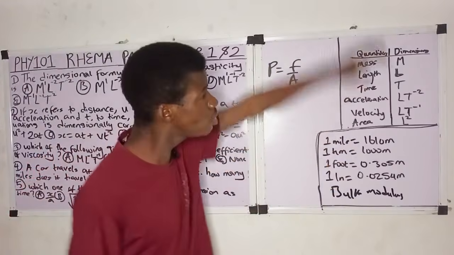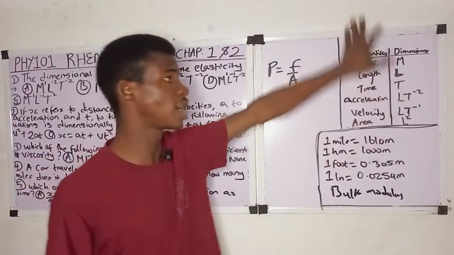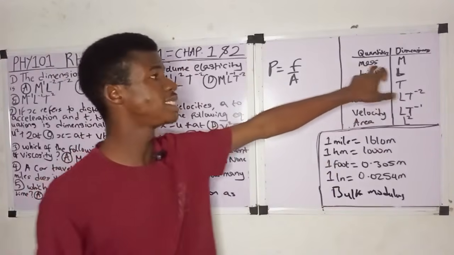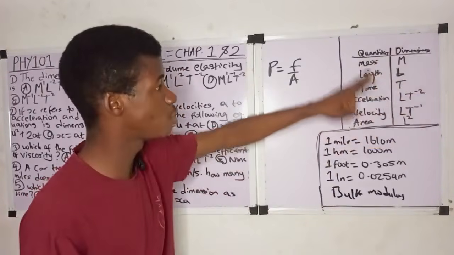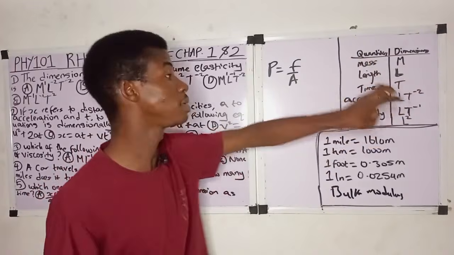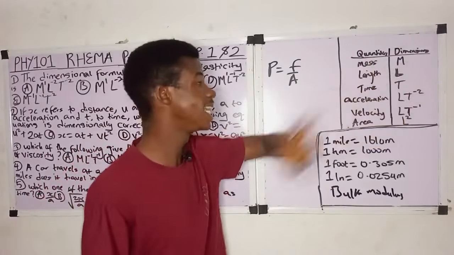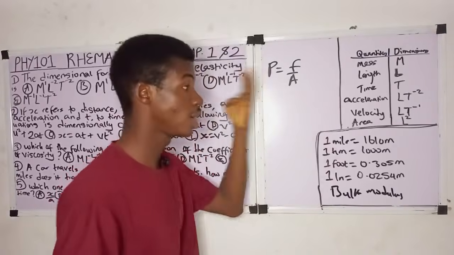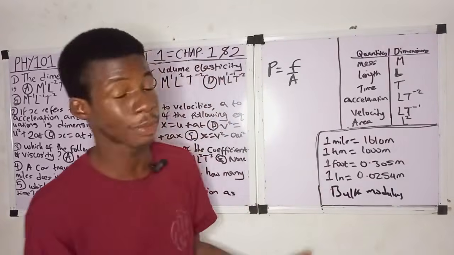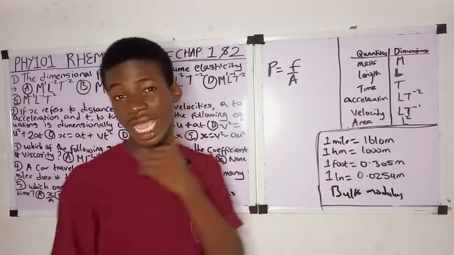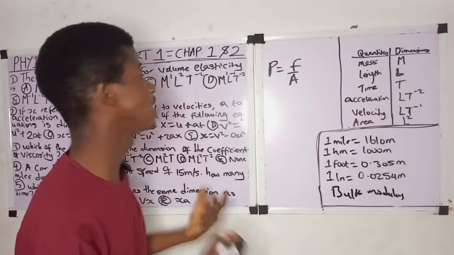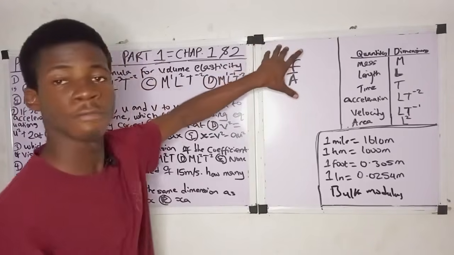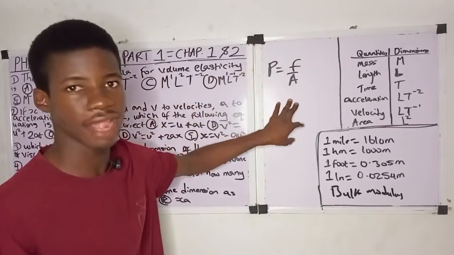Now you will look at these quantities and their dimensions, right? What is the dimension for mass? It is capital letter M. Dimension for length is capital letter L. Dimension for time is capital letter T. Dimension for acceleration is LT raised to power minus 2. Dimension of velocity is LT raised to power minus 1. Dimension for area is L raised to power 2, right? Now remember, this is the formula for pressure, force over area, right?